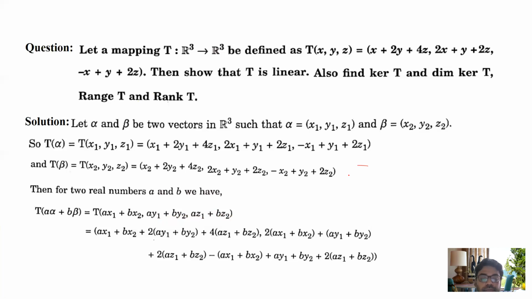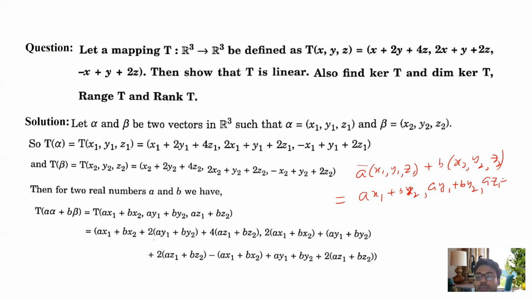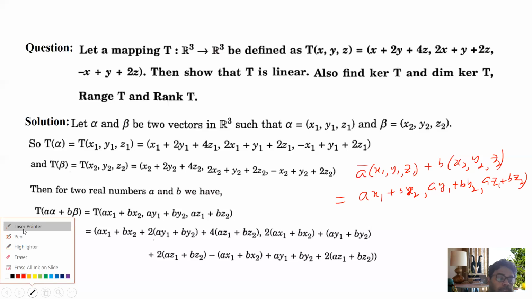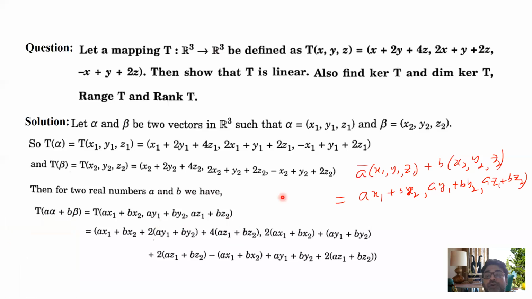Please check. That is A(x1, y1, z1) plus B(x2, y2, z2). So automatically you may write (A x1 plus B x2, A y1 plus B y2, A z1 plus B z2). So this is the logic behind this. Okay, so that's why you have this.